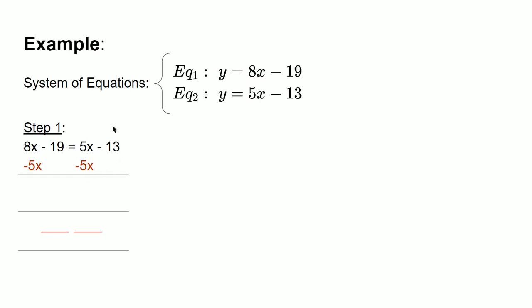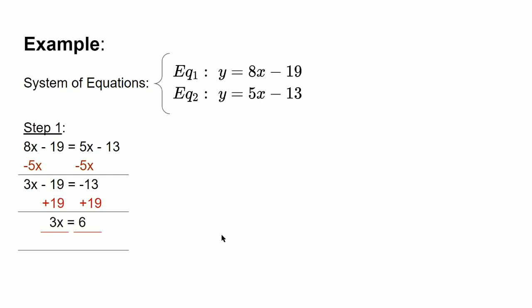On the left, I think I got that backwards. On the left, it's 8x minus 5x is 3x. On the right, 5x minus 5x is 0. So we're left with 3x minus 19 on the left and just negative 13 on the right. Now we're going to focus on the side with the variable, 3x minus 19. First, I have to undo that subtraction using addition. So plus 19 to both sides. On the left, that leaves us with 3x. On the right, negative 13 plus 19 is going to give us 6.